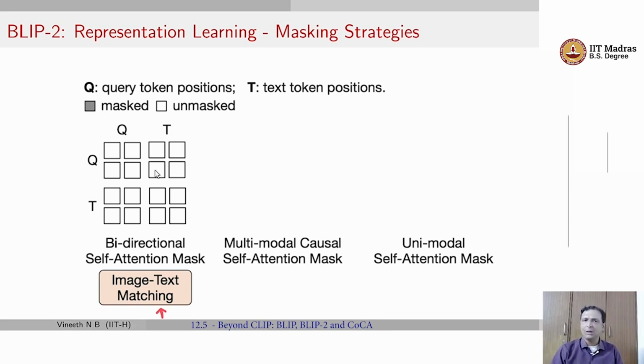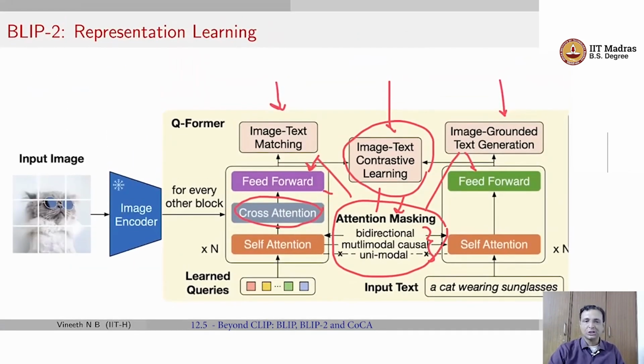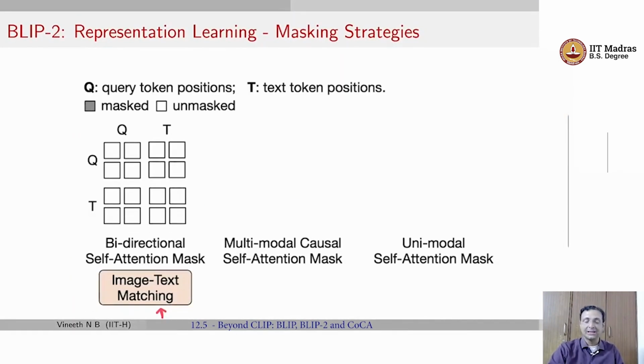We ideally want to do image-text matching, so we'd like to match the query tokens with the text. Query tokens in this case stand for the images themselves. If you go back to the architecture, the query tokens in some sense become the output of the first transformer, which is image grounded because it also receives the input from the image. So you could say that the query tokens in this particular construct stand for the image, and in the bidirectional self-attention mask, there is complete matching of attention between the query tokens and the text tokens.